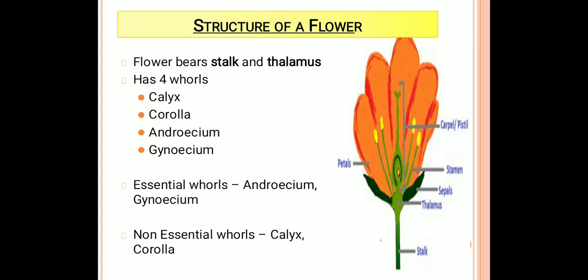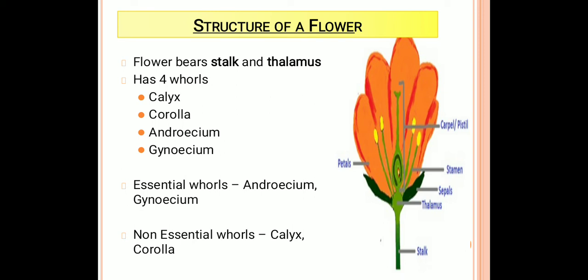Flowering plants are classified into angiosperms and gymnosperms. Angiosperms are the flowering plants. The flower is the reproductive part of the plant. I already told you, most of the flowers have both male and female reproductive organs in them.